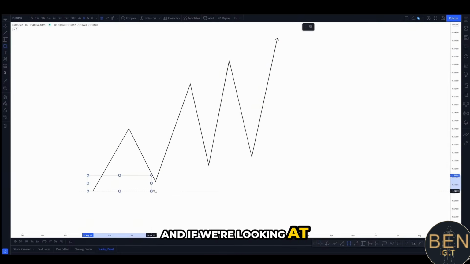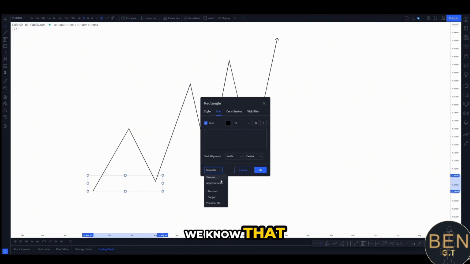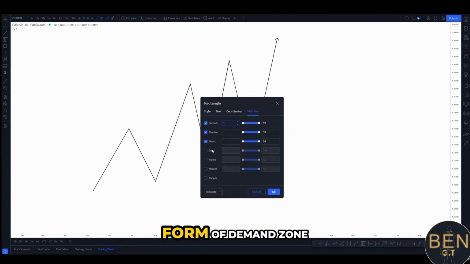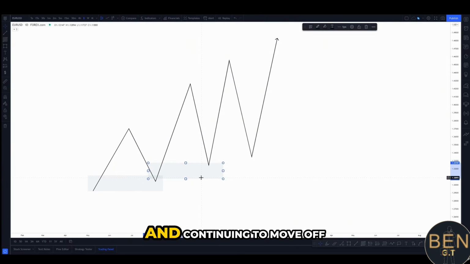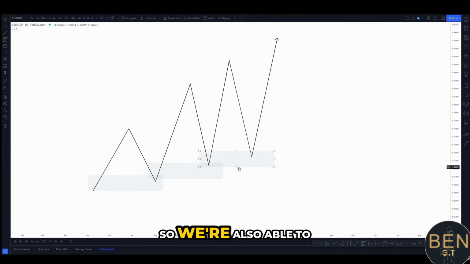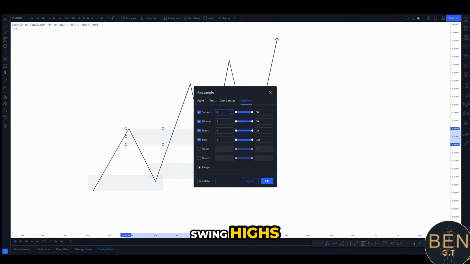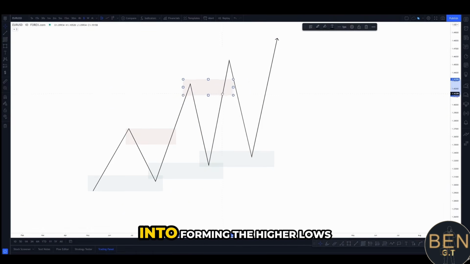And if we're looking at this bull trend from the basis of supply and demand, we know that as price is creating higher highs and higher lows, the higher lows are more than likely going to tap into some form of demand zone, and price is going to continue tapping into demand zones and continuing to move off. So what we're also able to gain from that is, as price is creating the swing highs, it's also creating supply zones that are pushing price down into forming the higher lows that we see on the chart.